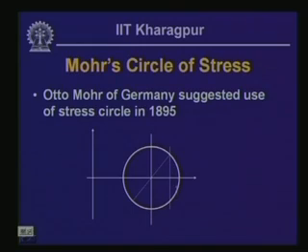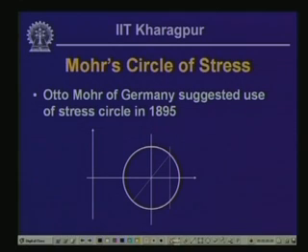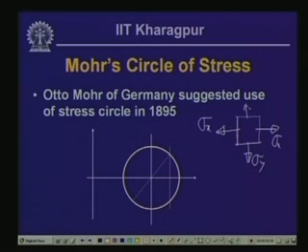Now, let us look into another representation or evaluation of stress from a concept given by Otto Mohr of Germany in 1895, which we popularly designate as Mohr circle of stress. Now, as we have seen, if we have a stressed body in which the normal stresses are sigma x and sigma y, and we have the corresponding shear stresses.